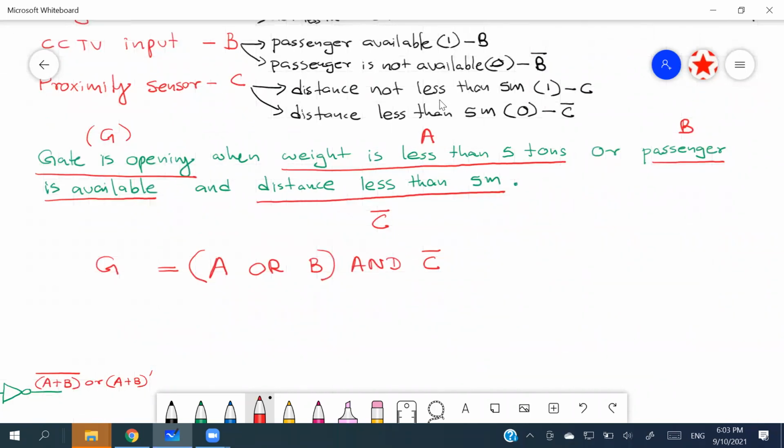So according to this, we can write the equation like G equals A plus B dot C bar. That is going to be your answer for the first part, which is for the expression. And once you know the expression, it is very easy for you to draw the circuit, right? It's just a 3-input circuit, which has a plus and a dot and a bar, and you know how to do that.